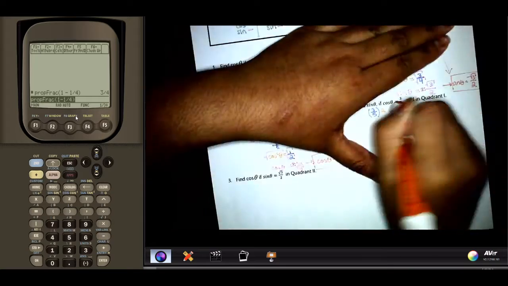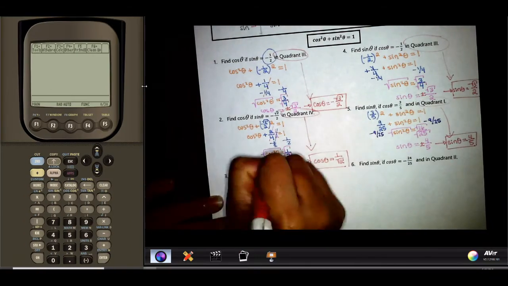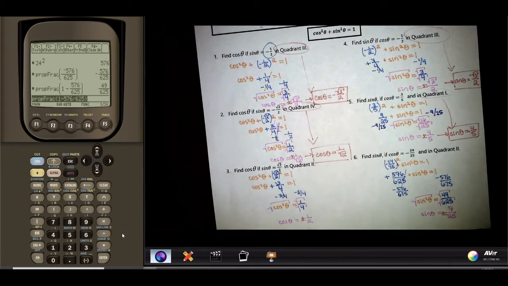Remember, you can use a calculator, such as the one on the left, and you can use the proper fraction function on the calculators, which on this one is F2 and then 7, in order to make subtracting fractions easier for you.